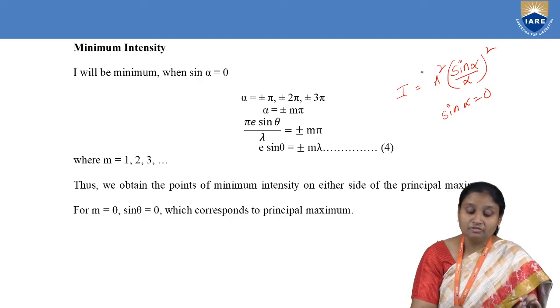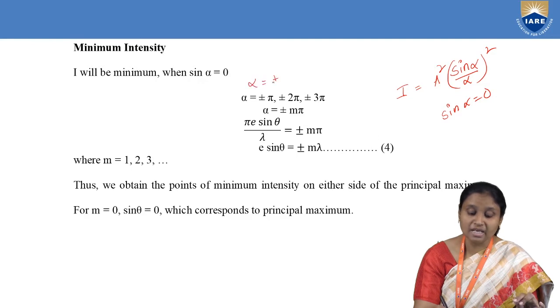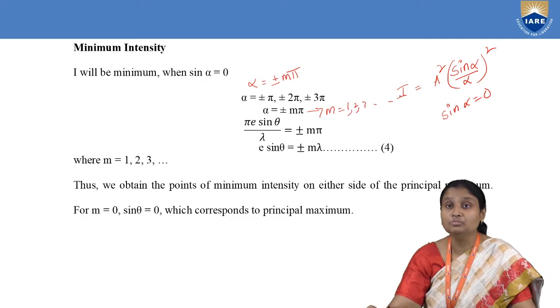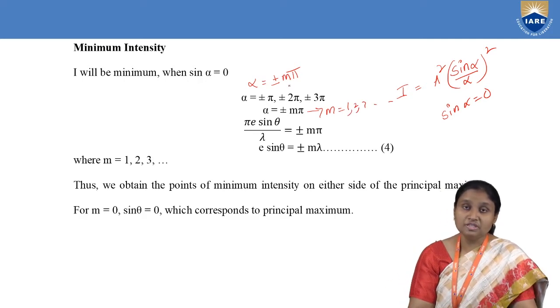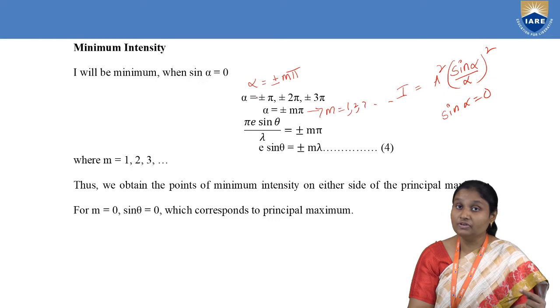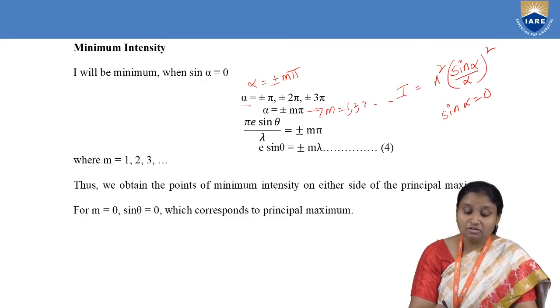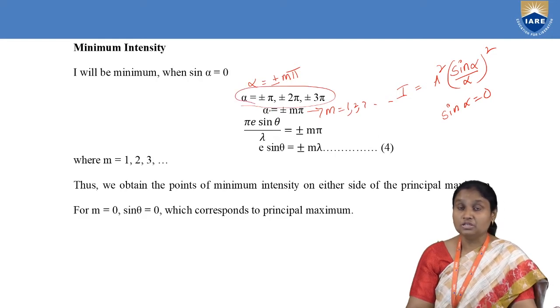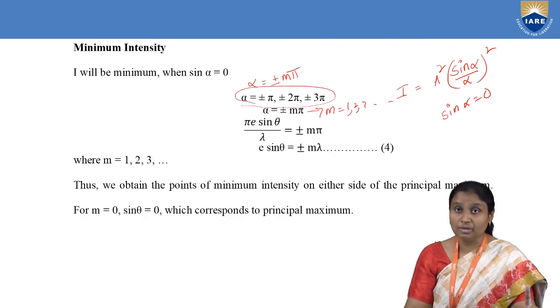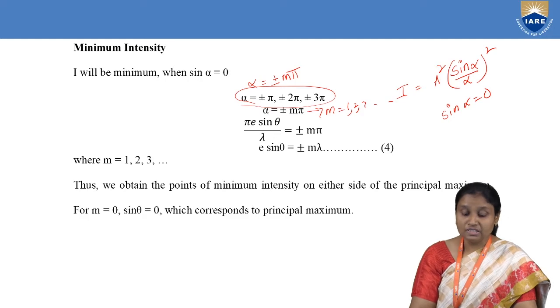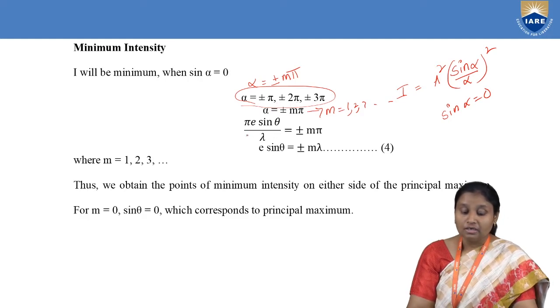And for which values of alpha will sine alpha be 0? If alpha is equal to plus or minus m pi. Now what is m? Here m starts from 1, 2, 3 and so on. I cannot take m to be 0. What happens if I take m to be 0? Then my alpha will become 0, and alpha equal to 0 is the condition for principal maxima. So these are the values of alpha for which I get minima. So your point P1 will be minimum if the alpha value is equal to this, or what is alpha?